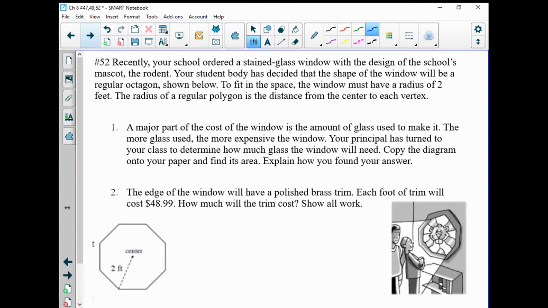Then, secondly, on part 2, they say the edge of the window will have a polished brass trim. Each foot of trim will cost $48.99. So how much will the trim cost? So we're kind of looking at 2 different situations. The first thing you want to figure out is, okay, what's the area of that figure? And then secondly, we're looking at the edge of the window. So essentially, on part 2, we're looking for, well, what's the perimeter of that figure? So again, I want you to work through this, so pause the video, and then come back and see what you might have done to attack this one.